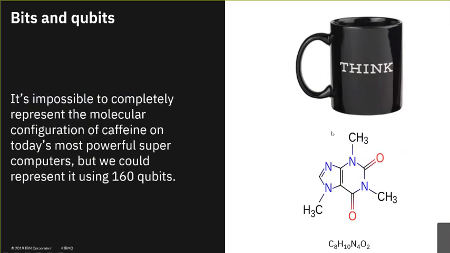So this is an example of the kind of problems that you run into with respect to trying to solve quantum mechanical problems on a classical computer. Currently, it's impossible to completely represent, let's say, the ground state energy for caffeine in coffee on today's most powerful supercomputers. However, you can do it with 160 qubits. Next slide, please.